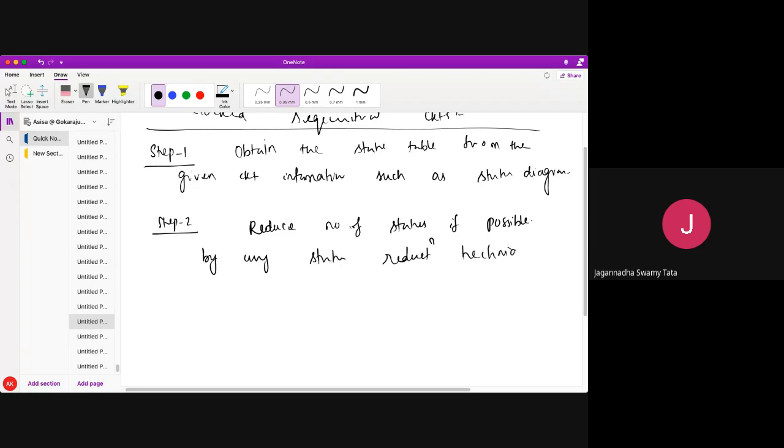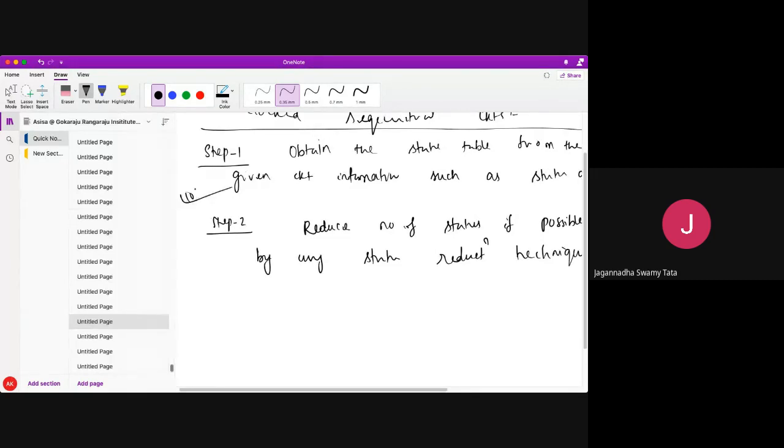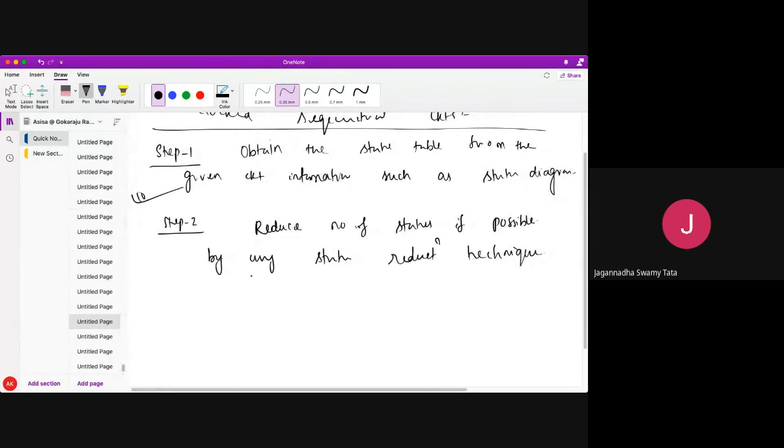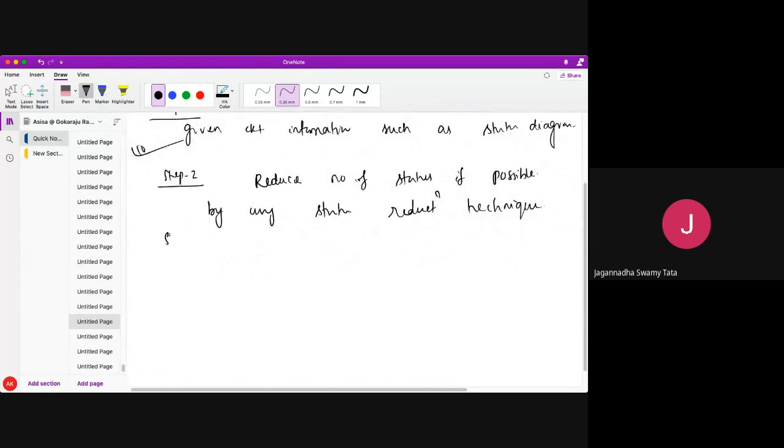One example will do so that you can understand. Very important 10 mark question, students. You'll get surely one design from the clocked sequential circuits. Okay. Next, step 3. Step 3 is assign binary values to each state in the state table.